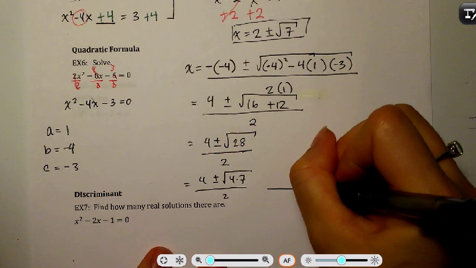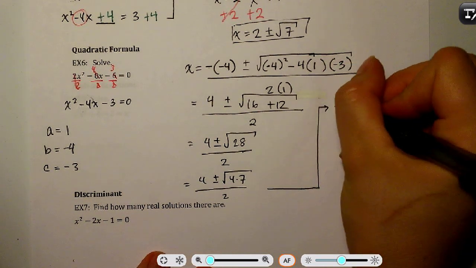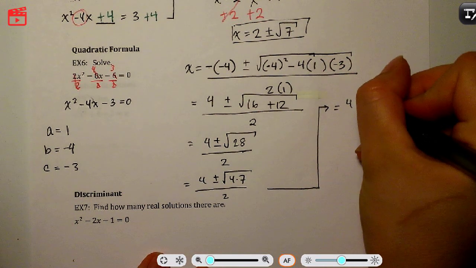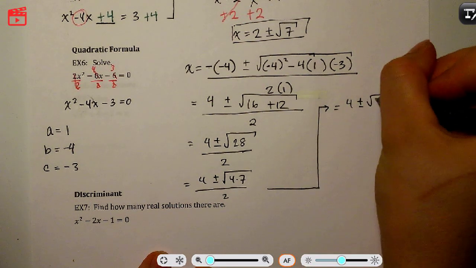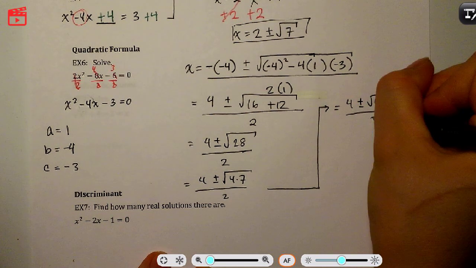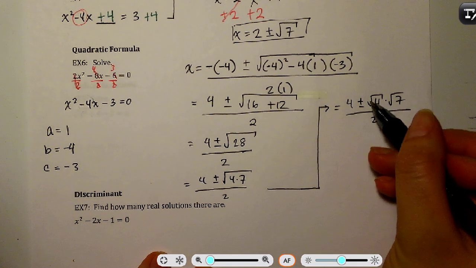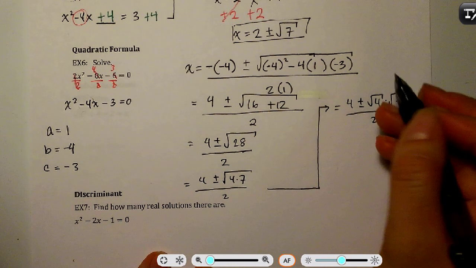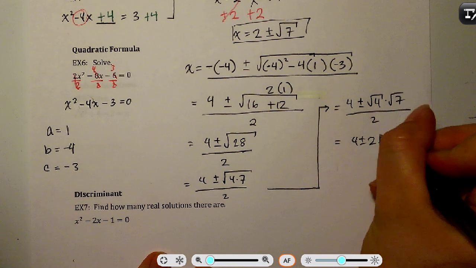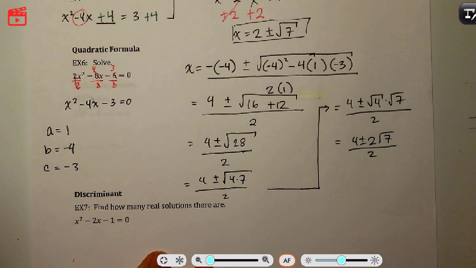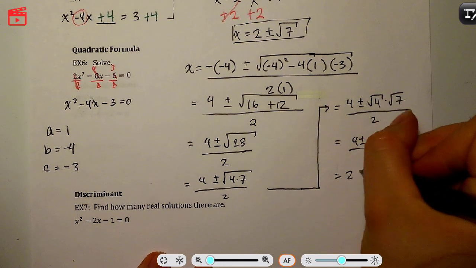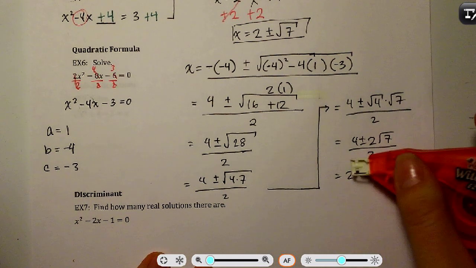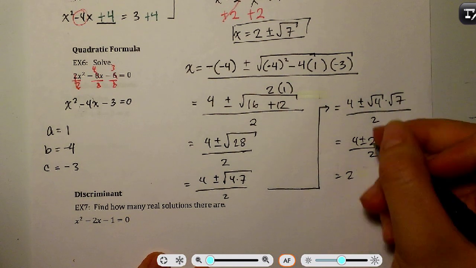Okay, we're going to keep simplifying. Let's see. 4 plus or minus. I'm going to split this into the square root of 4 times the square root of 7, all over 2. And the square root of 4 can simplify into 2. Okay, almost there. I can still simplify because each of these terms has an even number. So I'm going to go ahead and factor out that 2, factoring out the 2 from the numerator.